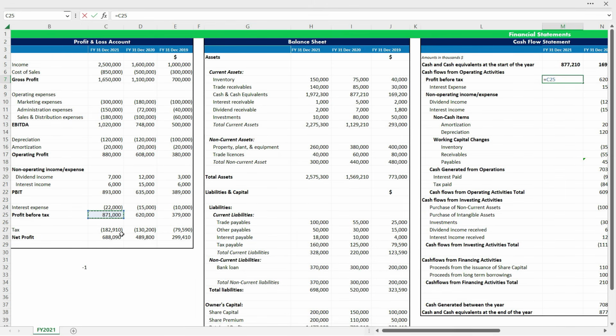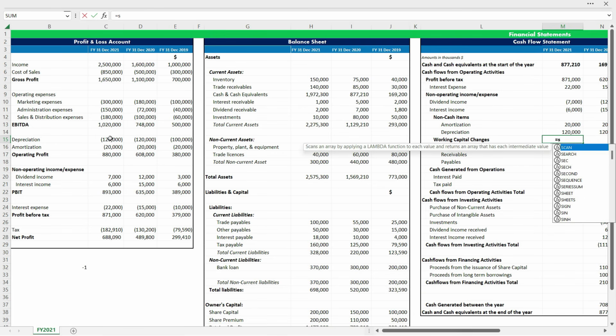So this is the right value of profit before tax. Let us talk about interest expense with the sign change, and similarly dividend income with the change of sign, and then interest income, and then amortization, and then depreciation. And let us check the values up till this point.